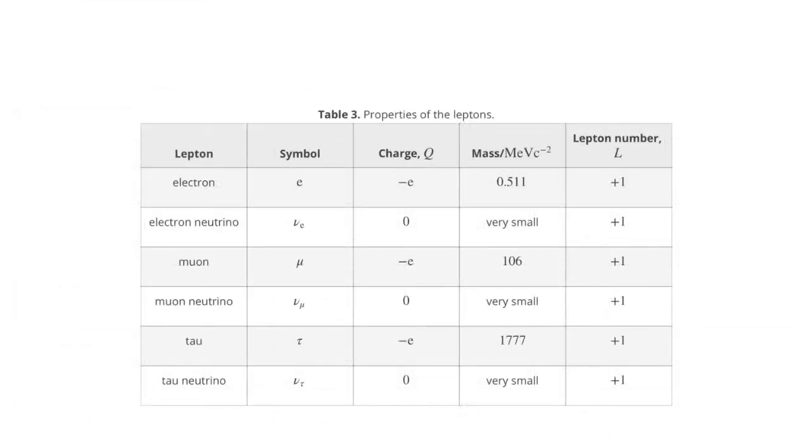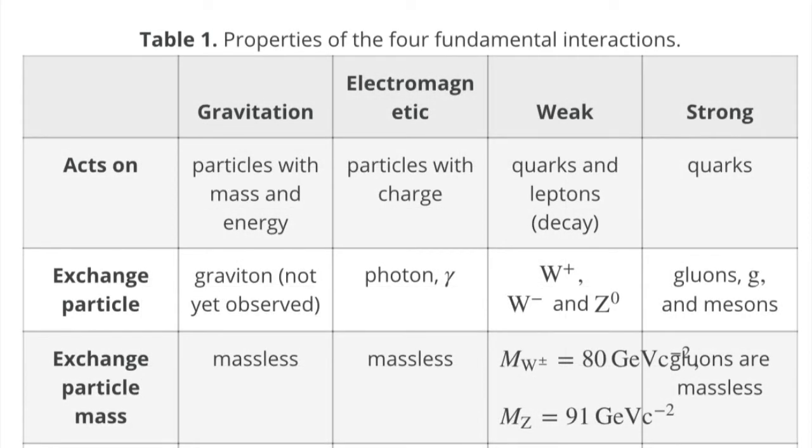In total, there are 6 leptons: the electron and electron neutrino, the muon and muon neutrino, and the tau and tau neutrino. All the neutrinos have a mass that is small but non-zero. Instead of force fields, particle physics describes forces through the exchange of particles between the objects experiencing a force. Each fundamental force has an exchange particle or particles.